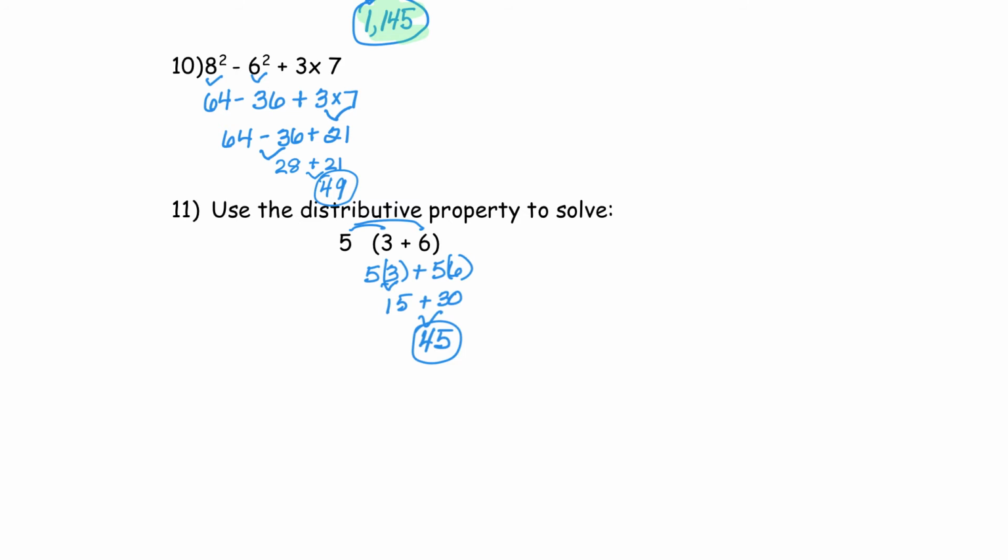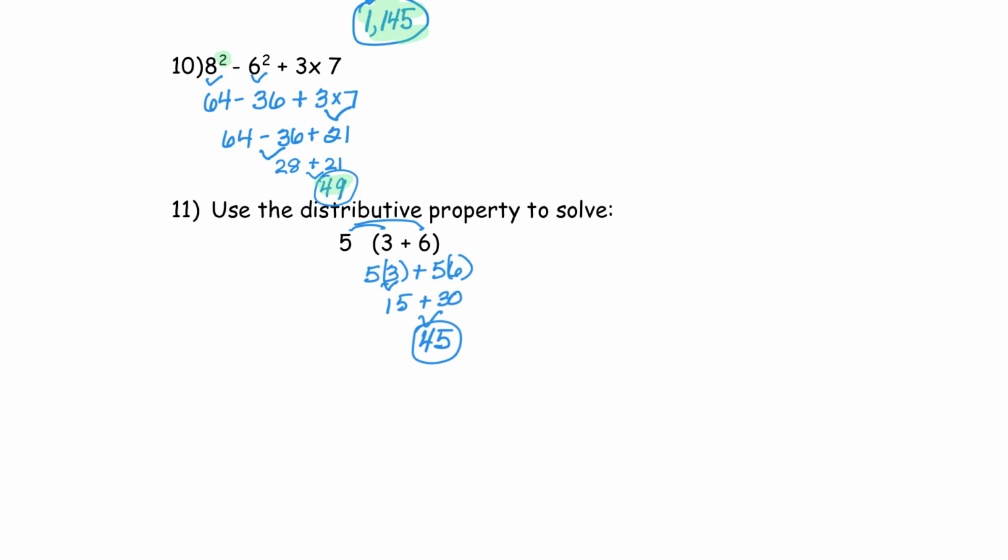Number 10 is an order of operations problem. So make sure anything to the 2nd power, you are multiplying that number times itself 2 times. It's not 8 times 2. In this example, it's 8 times 8. And same thing with 6 to the 2nd, it's 6 times 6. Final answer there was 49.